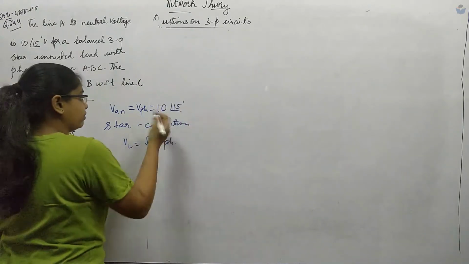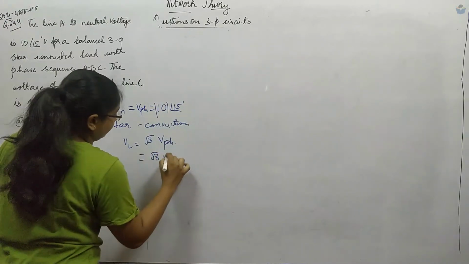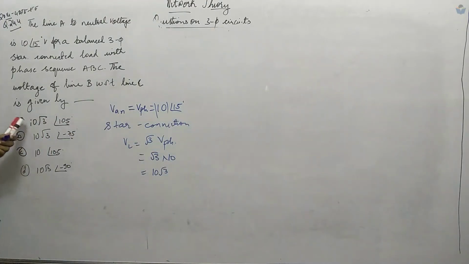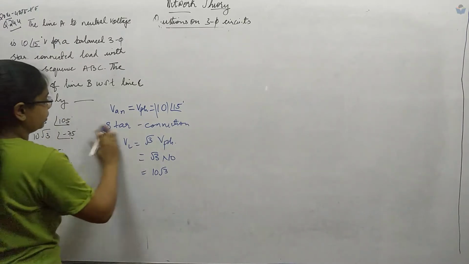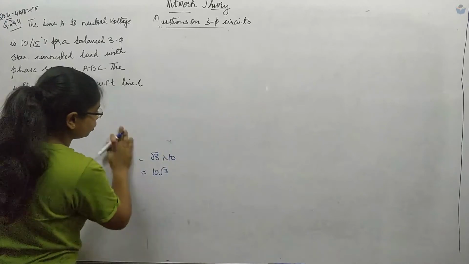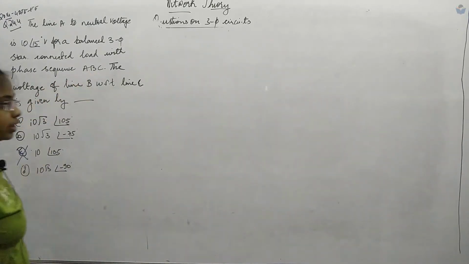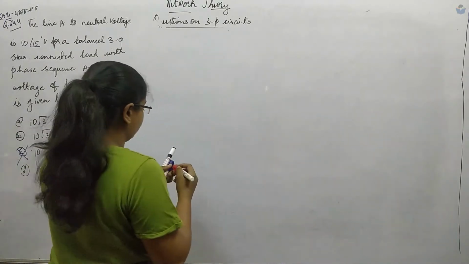In star connection we have the relation between VL and V phase as √3 times V phase. Now when we are only calculating amplitude, we will take only 10. So this is 10√3. In the options we have 10√3, whereas option C does not satisfy, which means we are left with 3 options. Now we have got the amplitude. This question we will solve by phasor. We have phase sequence as A, B, C. We will draw the positive phase sequence.